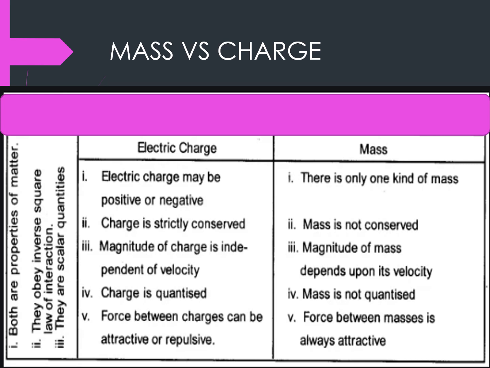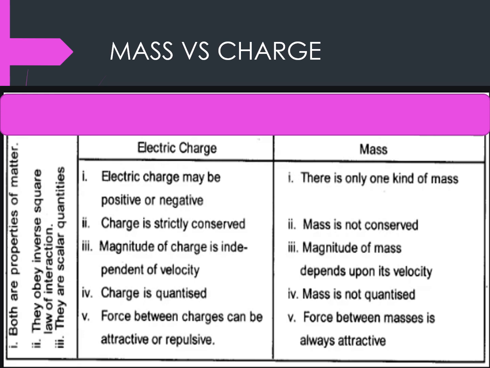Next, charge is quantized. Quantized means that Q is equal to N E, that is, charge always exists in an integral multiple of the fundamental charge, Q equal to N into E, where E is the smallest charge which can exist independently. Whereas mass is not quantized, or this quantized property is not yet clear to us.